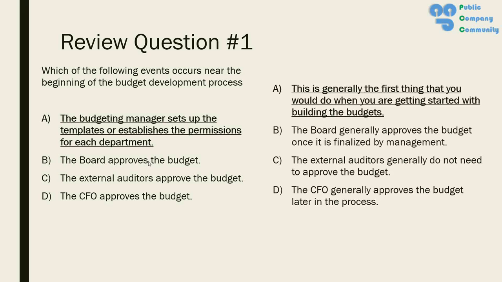Let's look. So the answer is A, budget manager sets up the templates and establishes permissions for each department if they're using software. This is generally the very first thing that the budget manager is going to do, of course, after developing the timeline. Now, the board approves the budget. This isn't going to typically happen until the budget's actually done, so that would be near the end of the process. And then external auditors approve the budget. External auditors generally do not need to approve the budget, so that's not going to be even in the steps of the process. And then the CFO approves the budget. This typically does get done, but it's going to be later on in the process. All right, so let's look at number 2.